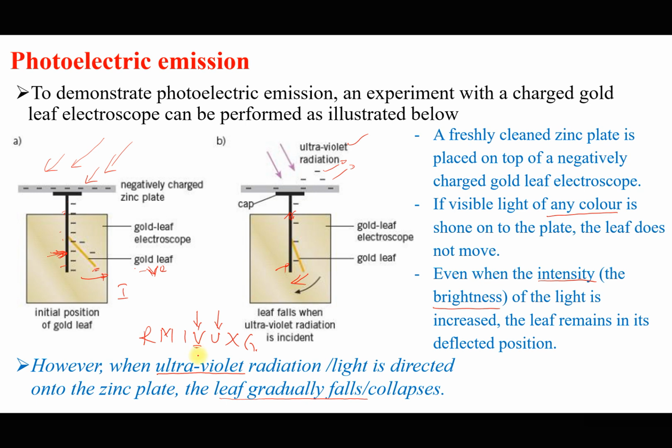It is not in the visible light. So when ultraviolet radiation or light is directed onto the zinc plate, the leaf is seen to collapse gradually, as shown in diagram 2. This collapse of the leaf is because electrons are being ejected from the zinc plate, making the negative charges within the metal rod reduce, which means the repulsive force between the gold leaf itself and the metal rod reduces and the gold leaf collapses.